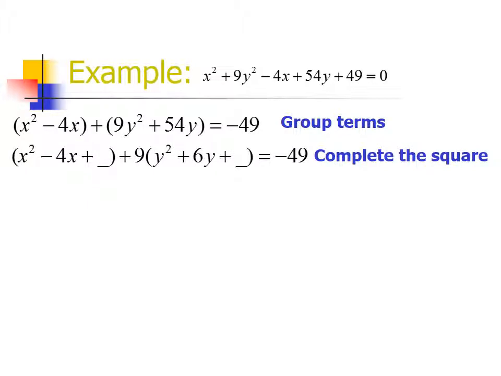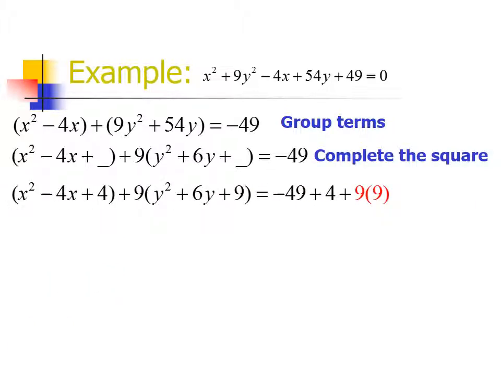Now it's time to complete the square. Remember to take the middle term, divide it by 2, and then square it. We do that for the middle term of the x trinomial as well as the middle term of the y trinomial. I want you to notice that with this y trinomial, we did have to factor 9 out so that the coefficient of the squared term would be 1.